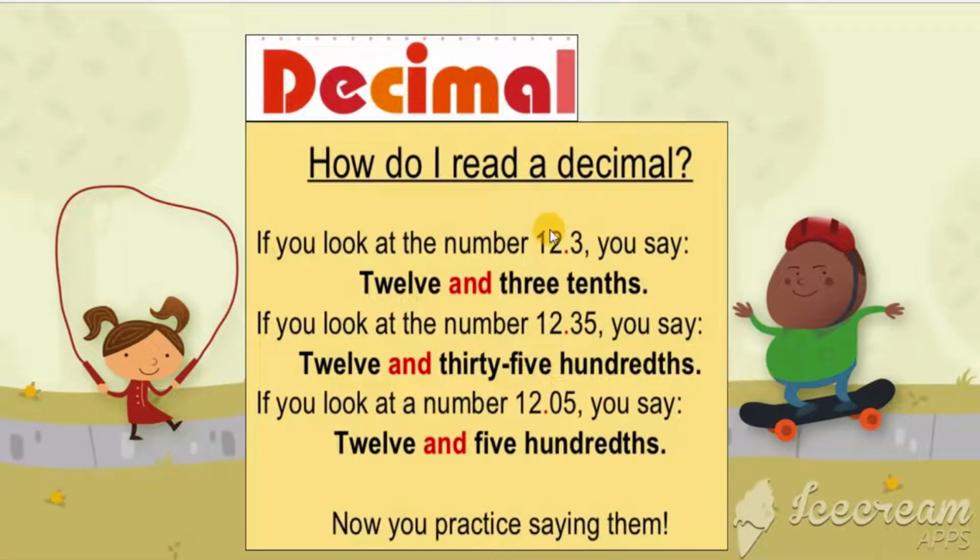Okay, how do I read a decimal? If I have a number like 12, and this is the decimal point, and 3, I have to read the whole number first, the number before the decimal point, and then the number after it. If you look at the number, it's 12.35. It's 12 and 35 hundredths. Okay, let's see this one. It's 12.05. We call it 12 and 5 hundredths, because 5 is in the hundredths place.